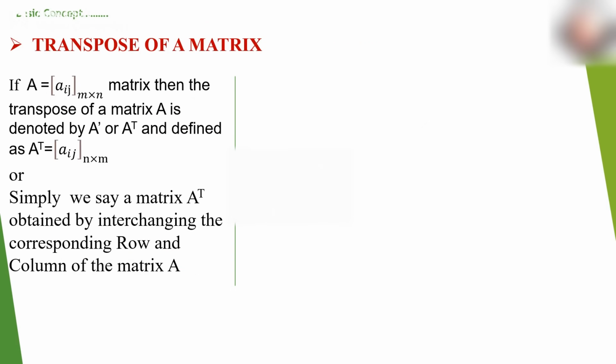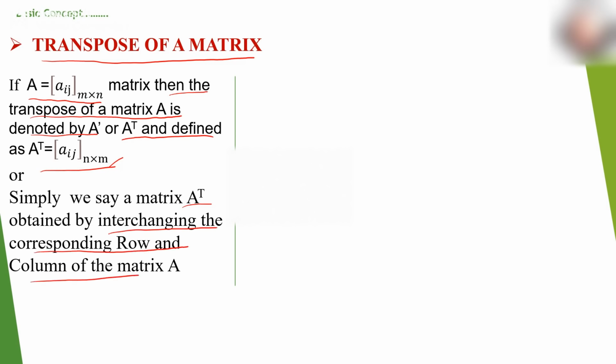Now, transpose of a matrix. If a matrix A is of order m cross n, then the transpose of that matrix A is denoted by A dash or A^T and defined as Aji, of order n into m. Or we simply say, the transpose of a matrix is obtained by interchanging the corresponding rows and columns of a matrix.